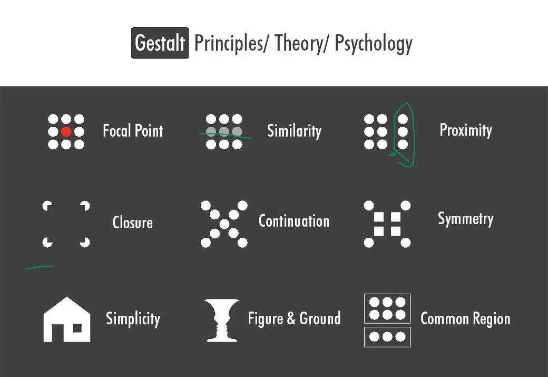Continuation. You are seeing a big X letter or multiplication sign from this, right? Even though these separate white circles are not connected to each other. So if design elements are arranged on a line or curve, they are perceived to be more related and grouped, or even seen as one.